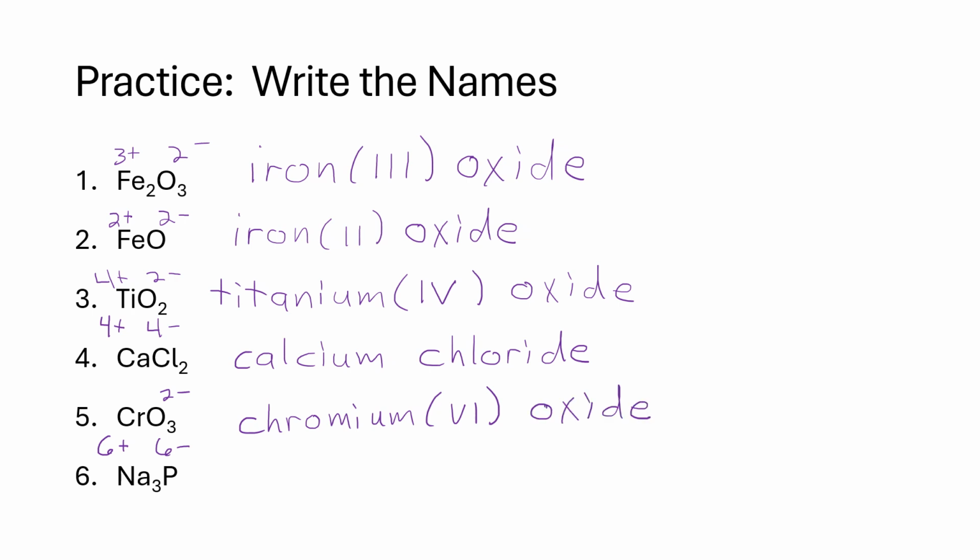And then last but not least, sodium and phosphorus. Sodium is a fixed charge metal, so we just name it sodium. We don't need a Roman numeral on it. And then phosphorus, we want to change the ending to IDE, and so this becomes sodium phosphide.